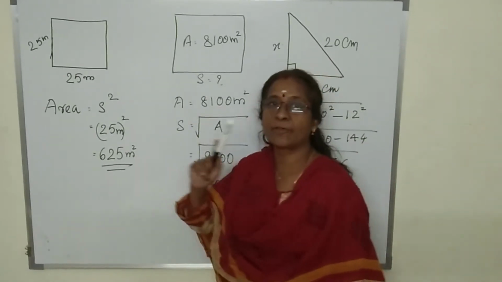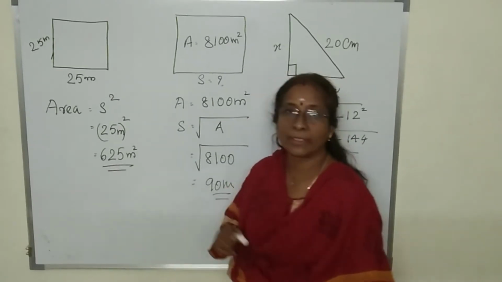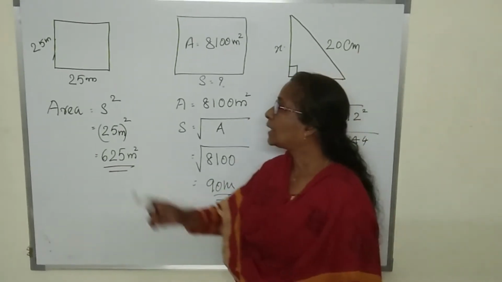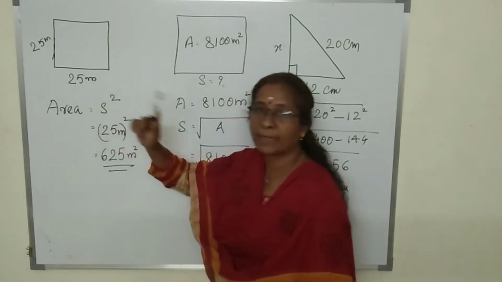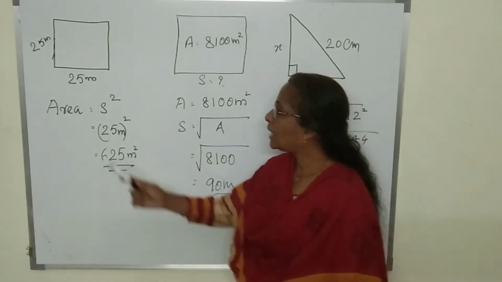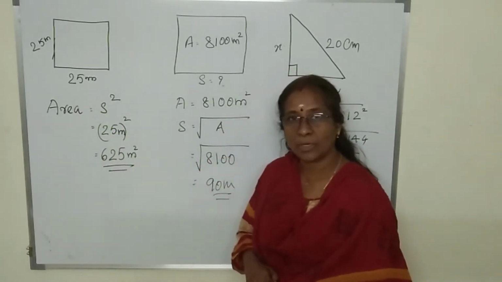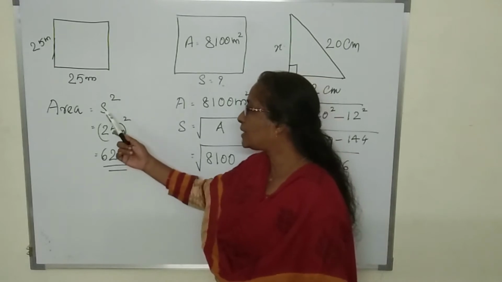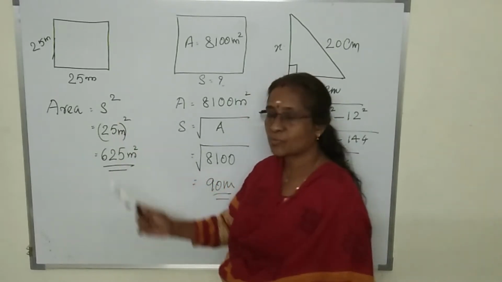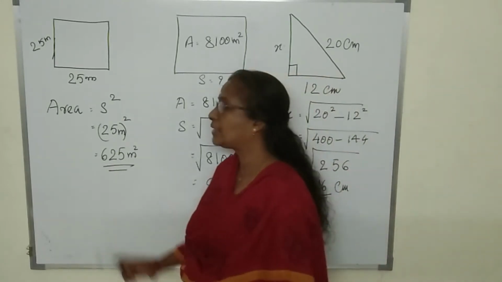Here, if the side of a square is given and you are asked to find the area of the square. If the side of a square is 25 meter, then how to find the area? Area of the square is side multiplied by side, which is equal to side square. Side square means 25 square, which is equal to 625 meter square.